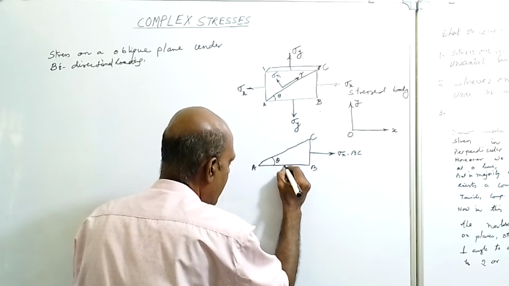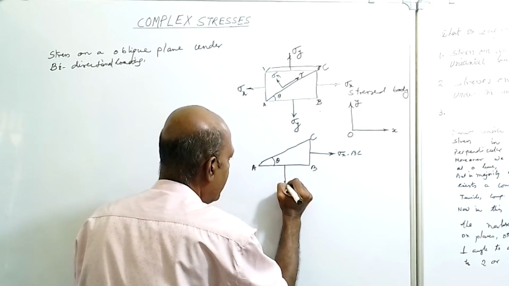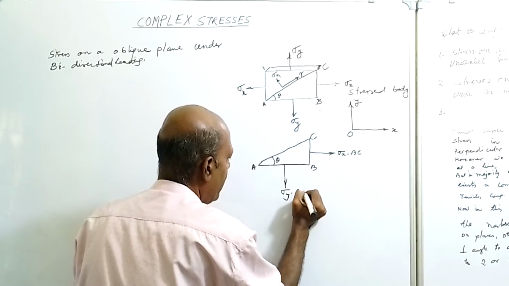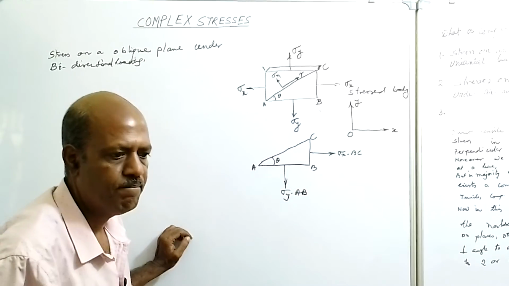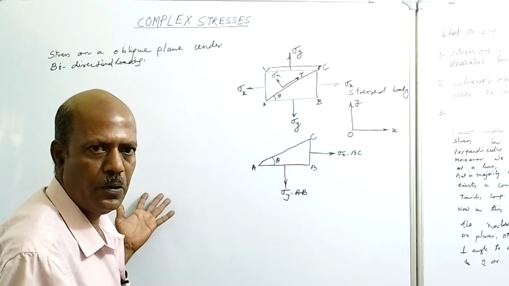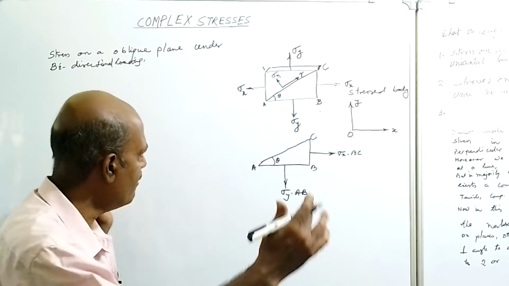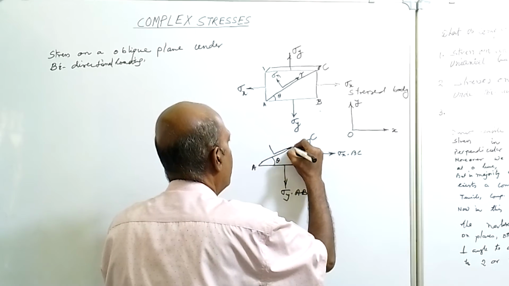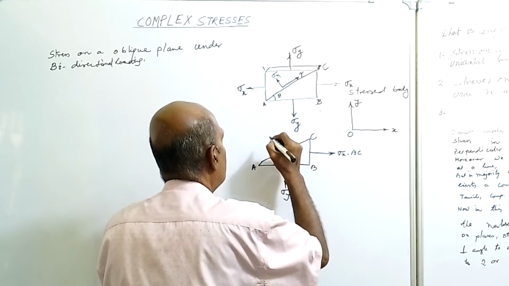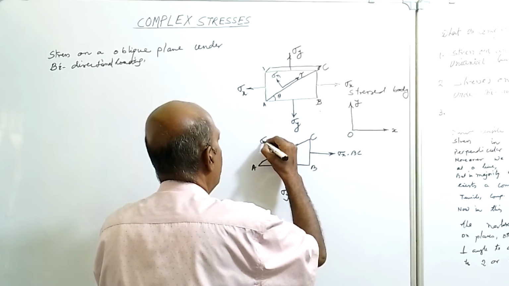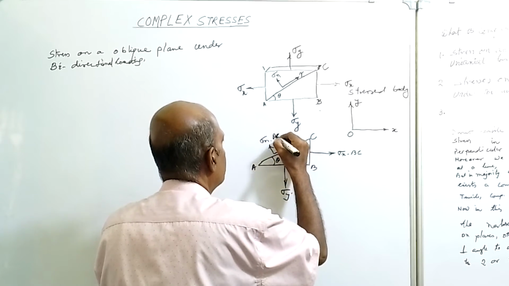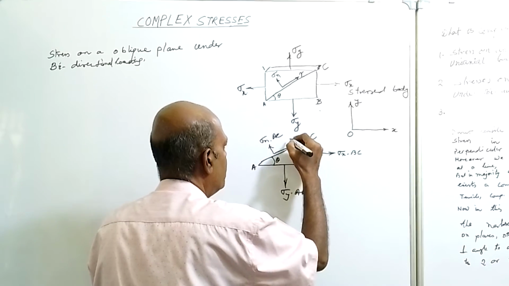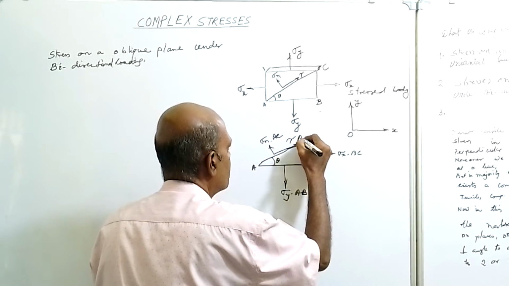Similarly, what is the force acting along the y direction? That is sigma y into AB. We don't know what is the stress developed on the inclined plane. Let it be sigma n and tau. So in terms of forces, we can write here the normal force, that is sigma n into AC, and the tangential force which is acting on plane AC is equal to tau into AC.